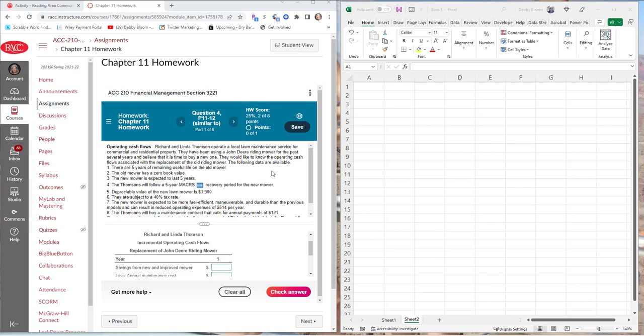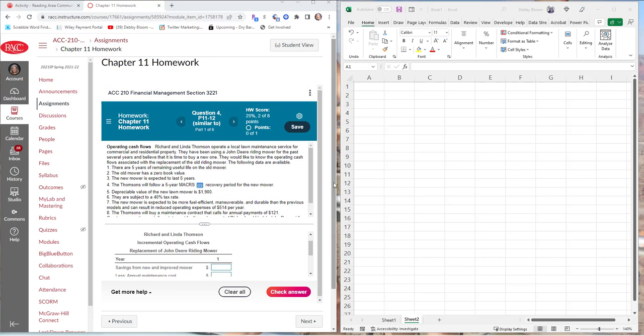The following data are available. There are 5 years of remaining useful life on the old mower. The old mower has a 0 book value. The new mower is expected to last 5 years. The Thompsons will follow a 5-year MACRS recovery period for the new mower. Depreciable value of the new mower is $1,900. They are subject to a 40% tax rate.